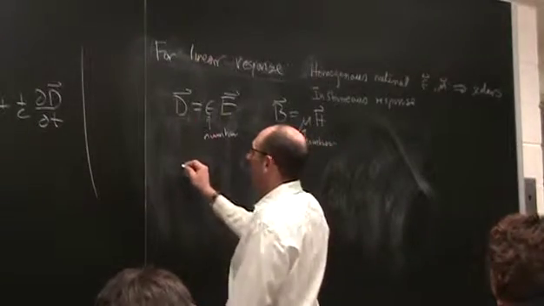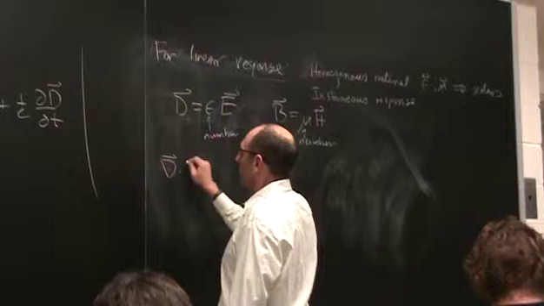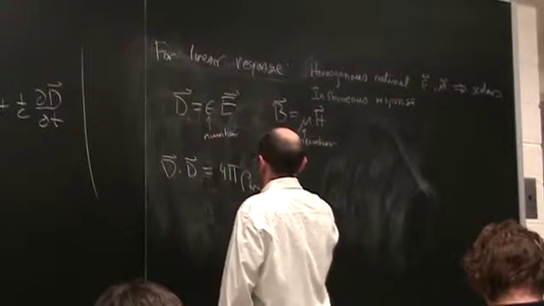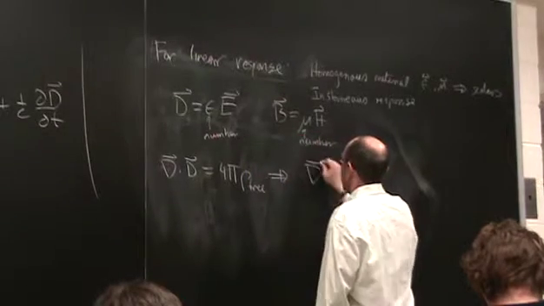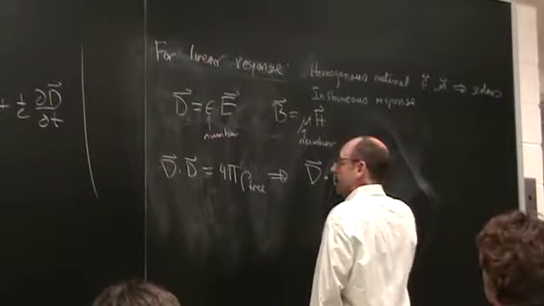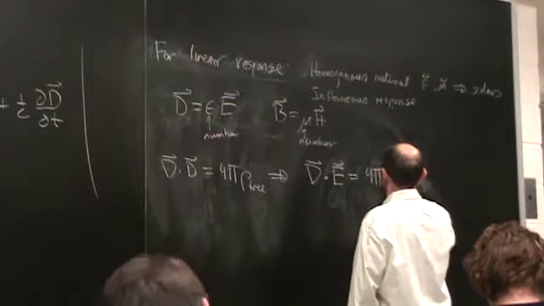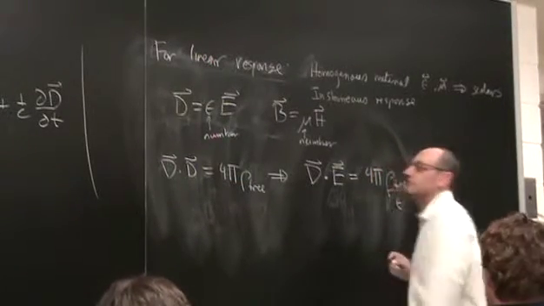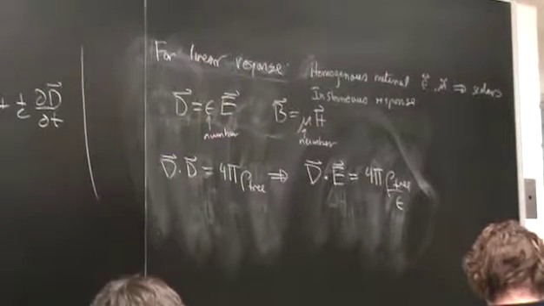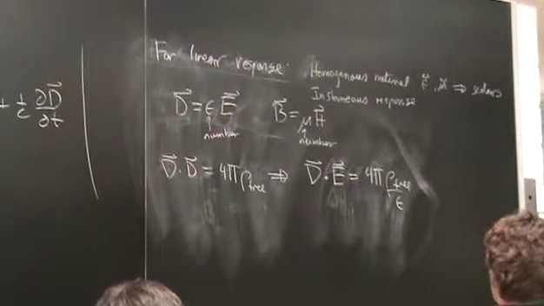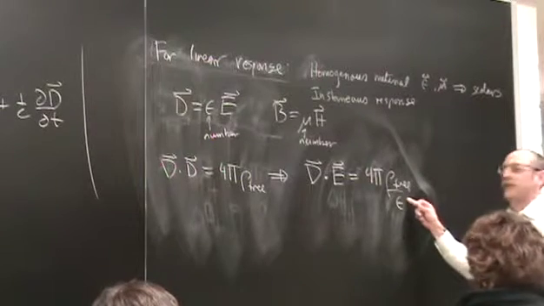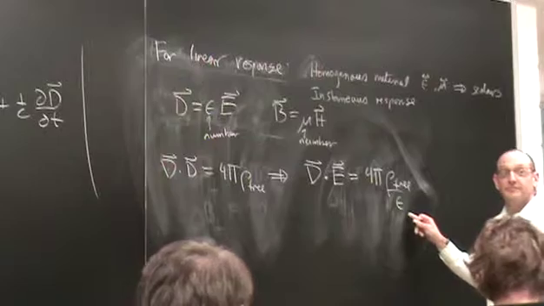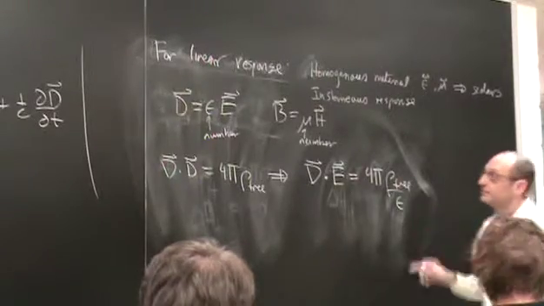Let's plug it in. We get del dot D is 4 pi rho free, which becomes del dot E is equal to 4 pi rho free over epsilon. Okay? And of course, in free space, it's epsilon naught, which is 1 in these units.